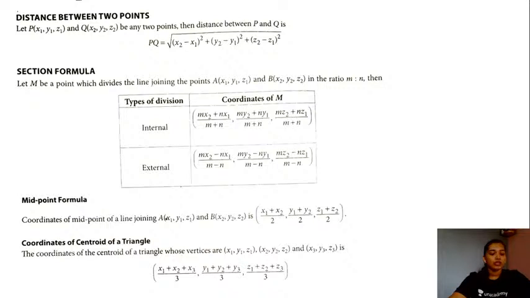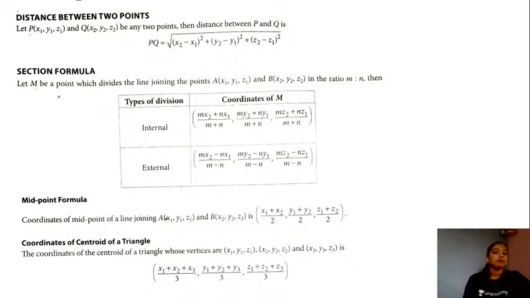Now suppose you have the coordinate point of some point P, which has the coordinates x1, y1, z1, and Q has some coordinates, say x2, y2, z2. Then the distance between the points P and Q is given to us as root of (x2 minus x1) the whole square plus (y2 minus y1) the whole square plus (z2 minus z1) the whole square.